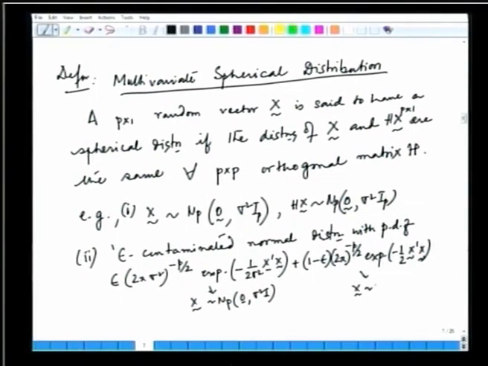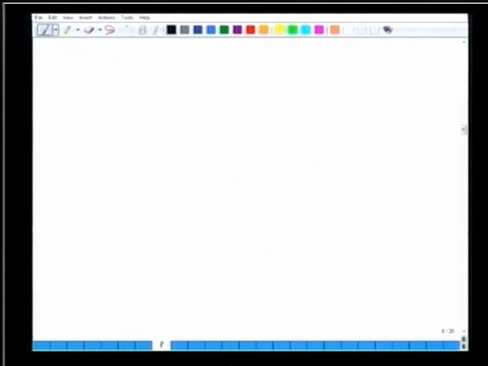I have a case of multivariate normal from 0 I, and a convex combination of this type, that is epsilon and 1 minus epsilon multiplied with these PDFs, is giving me the PDF of the epsilon-contaminated normal distribution, and this is also an example of a spherical distribution. Otherwise, we can also talk about one more.